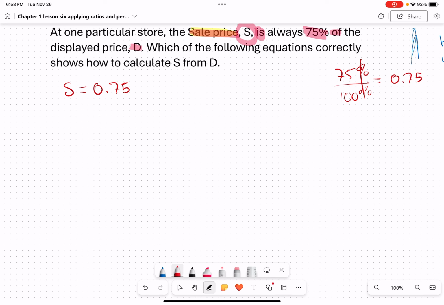Next we look at the word "of", and that word means multiplication. So we're going to multiply that 0.75 by the displayed price. It's 75% of the displayed price, so multiply it by D. And that's it, you're done. Sometimes your answer might show up as 0.75D without the multiplication symbol, so either one of these two is correct.